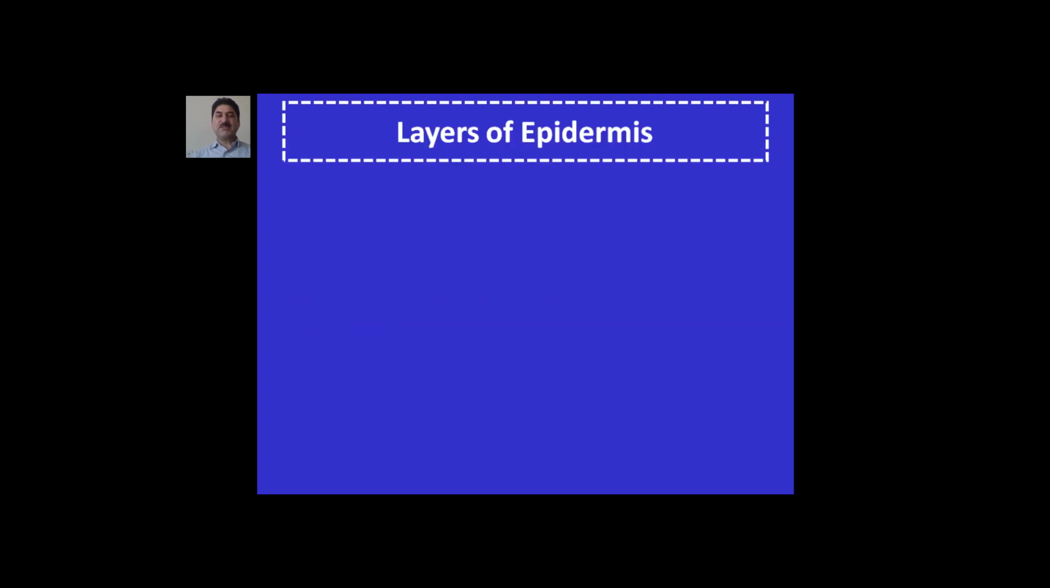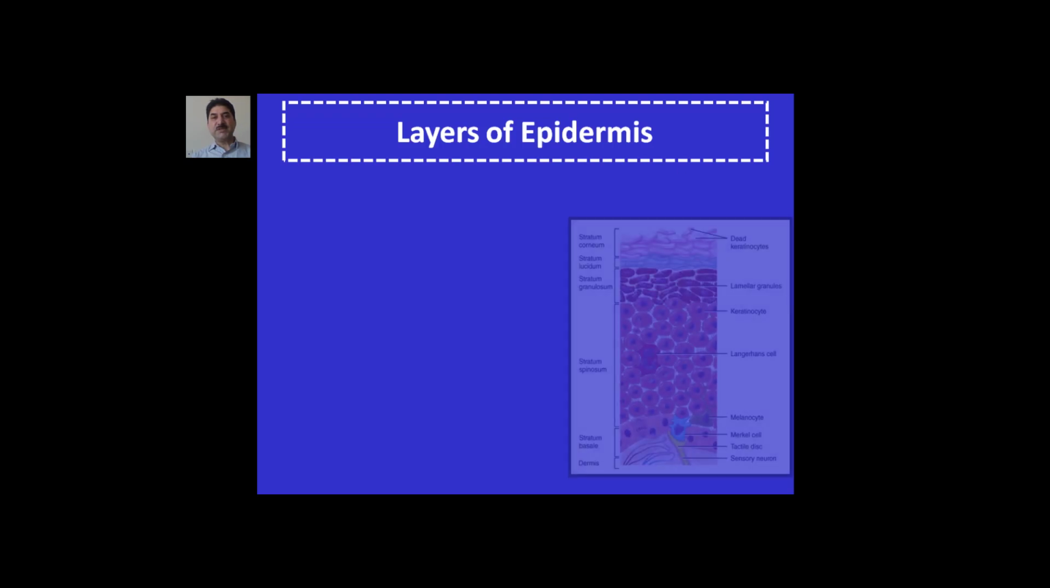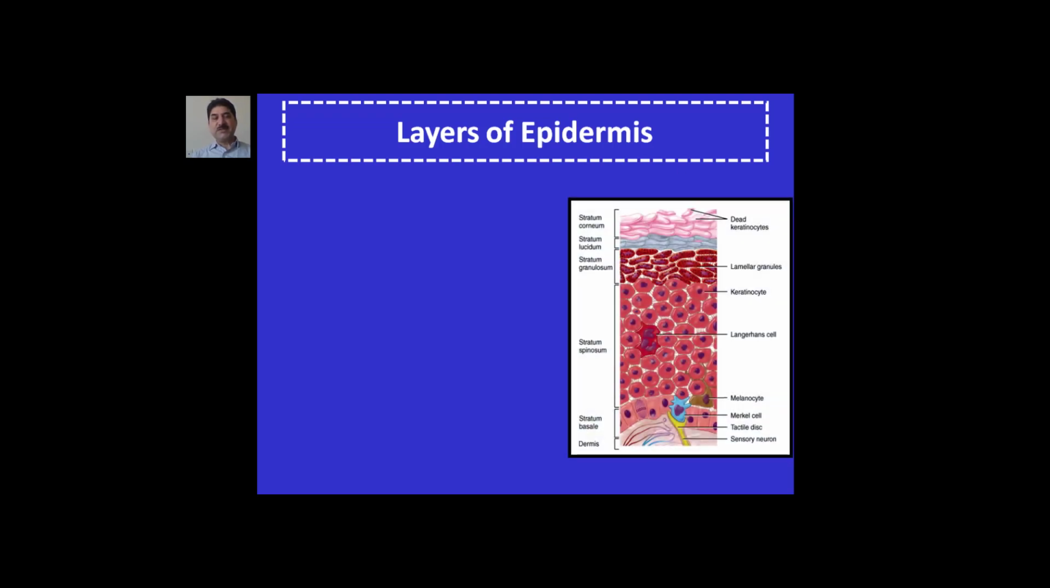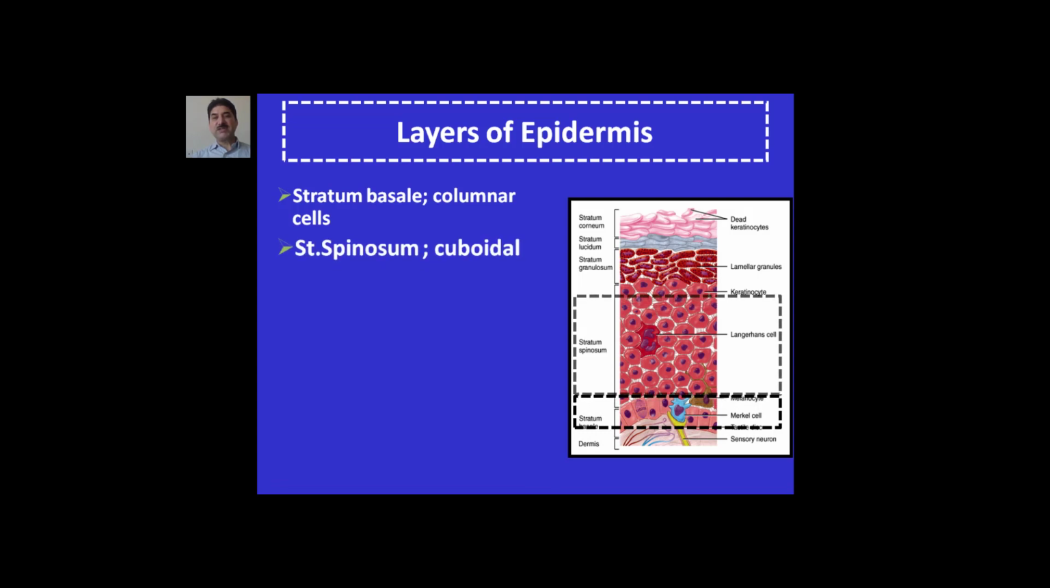Let us discuss the structure of the epidermis. What are the various layers of epidermis? As already said, skin is composed of epidermis, dermis, and hypodermis. In epidermis, there is stratified squamous epithelium. Now, if we look inside the epithelium, it is composed of stratum basale or the basal layer, which is columnar. Stratum spinosum is the next layer.